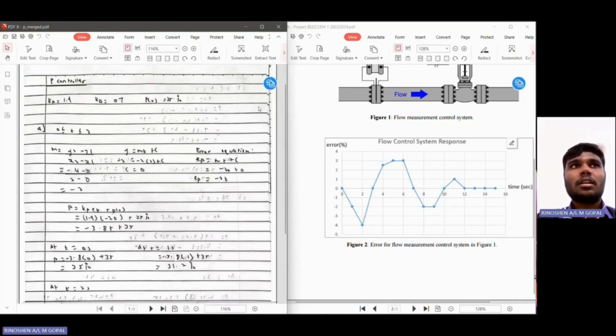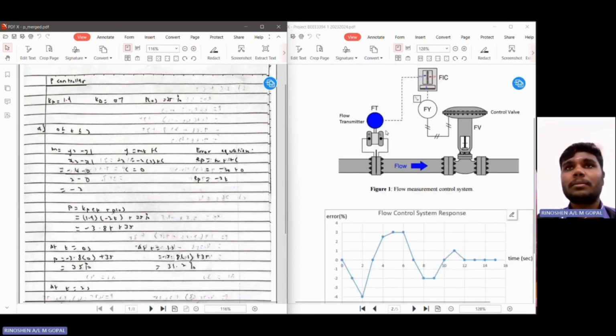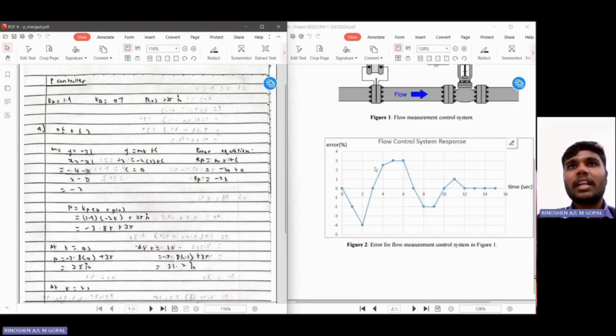My part is to calculate the P control of the flow measurement control system. This is an example of the control system. We need to calculate the flow measurement of the P here. The graph is given here and we need to calculate from the graph. Given that Kp is equal to 1.9, Kd equals 0.7, and PO is equal to 35%.